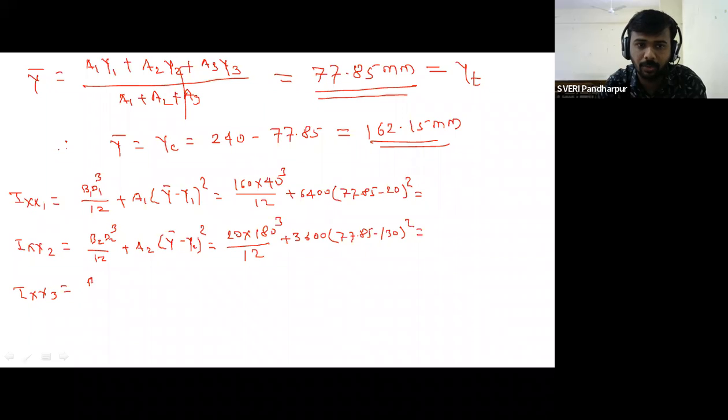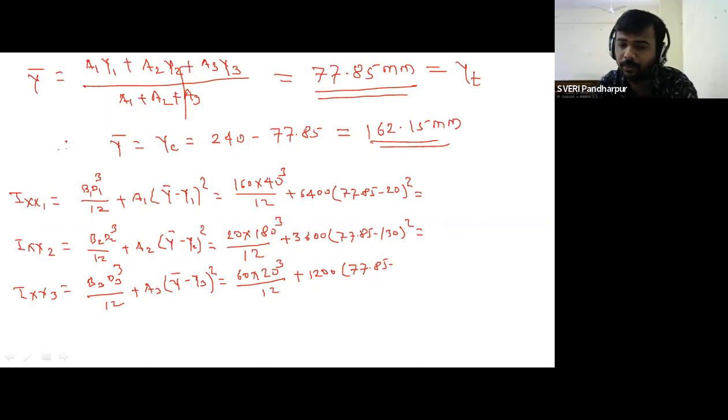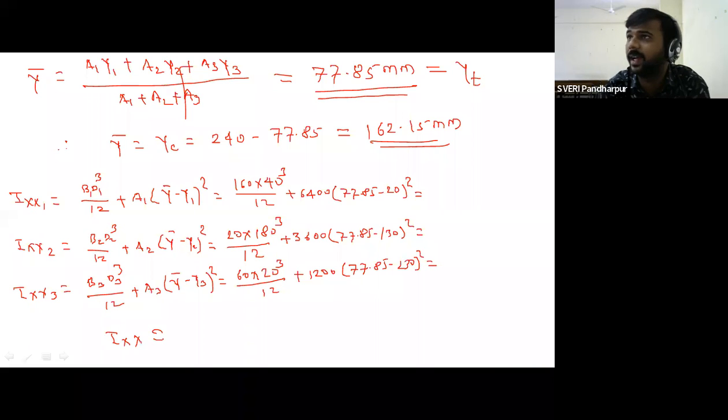Ixx3 is equal to B3 D3 cube divided by 12 plus A3 in bracket y bar minus y3 bracket square, which is equal to 60 into 20 cube divided by 12 plus 1200 in bracket 77.85 minus y3 is equal to 230 bracket square, and tell me the total Ixx by adding all the values. Do one by one calculation: Ixx1, Ixx2 and Ixx3.